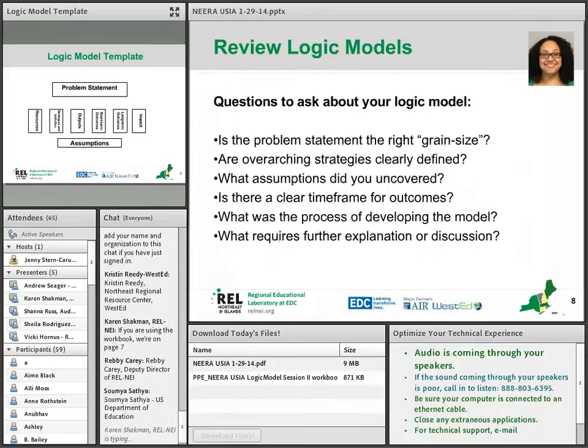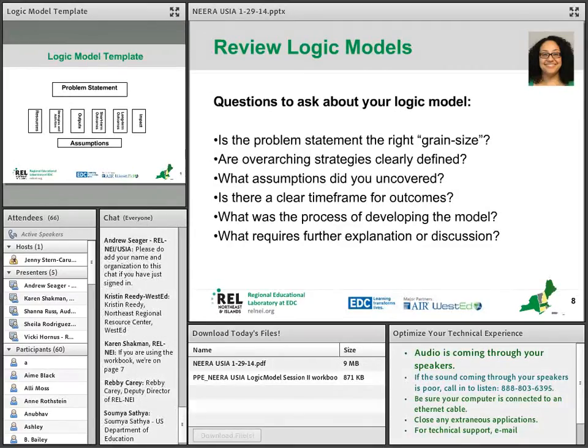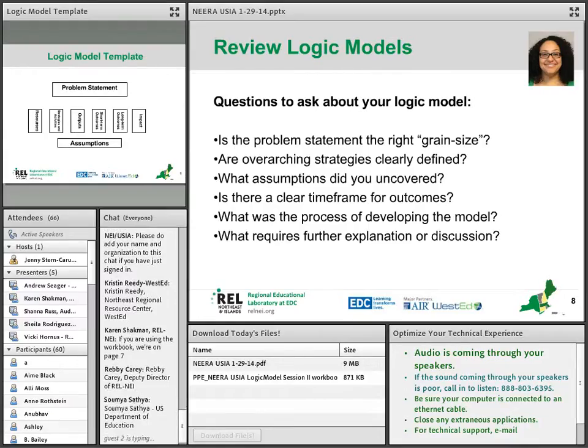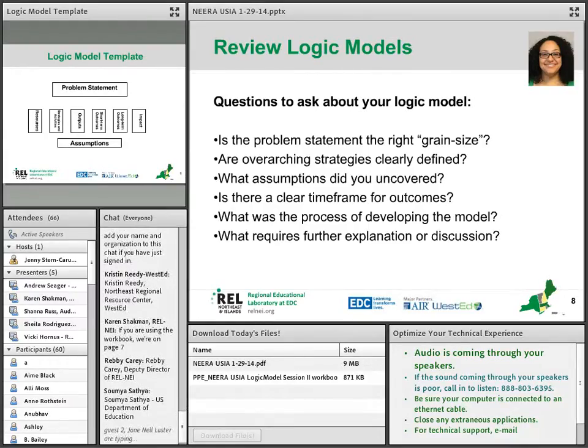Now, here are some questions to consider when developing your logic model. I would like to reiterate that a logic model is a representation of a process, and it's not the final product, but a visual representation of what a group of engaged stakeholders have determined to be of importance about their program or policy. These are questions that you would ask a group in developing a logic model, like: is the problem statement the right grain size, is there a clear time frame for the outcomes, and what was the process in developing this logic model? Sometimes groups have taken these questions and developed a rubric based on them for their own logic model.